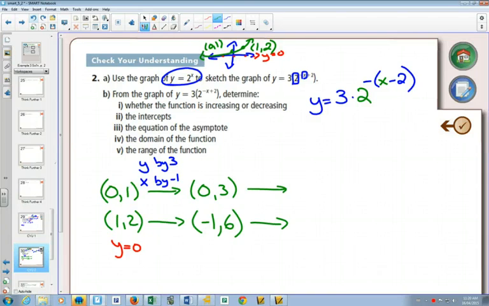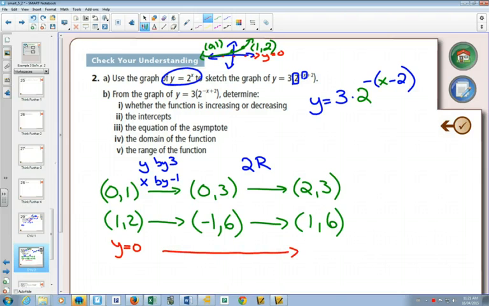Then we haven't done the minus 2. That is going to move it 2 to the right. 2, 3 and 1, 6. What's going to happen to our asymptote? It's going to stay the same because it never moved up or down.